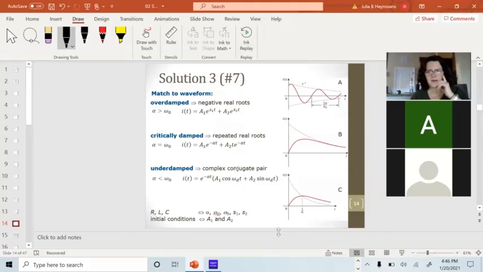Once I know the type of damping, and I can figure out the type of damping just by calculating alpha and omega naught, I know the form of the solution. If it is overdamped, it's going to look like the sum of two exponentials. We've already figured out how to calculate alpha, omega naught, S1 and S2. So for this one, the only things that are left to get the solution are A1 and A2.